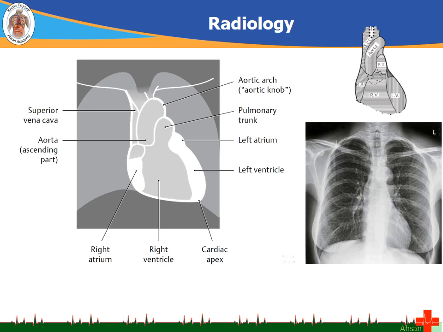The left border of the heart in the X-ray film from below upward is the left ventricle, pulmonary trunk, and aortic arch. From above downward, the aortic arch is known as the aortic knob, then the pulmonary conus, then the atrial shadow, and ventricular shadow. Both are left. The apex can also be identified. On the right border, on the contrary, is the superior vena cava above, then it is formed by the right atrium mostly.